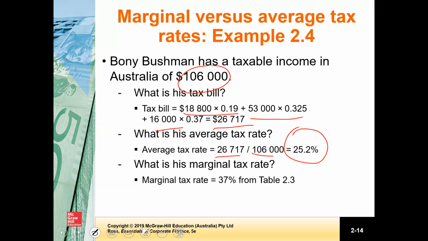Marginal tax rate, on the other hand, is the tax rate that applies if you earn one additional dollar. So what is the tax rate on your last chunk of income? It was 37%. That's the largest tax rate you pay. So if you have one additional dollar added to this 106,000, that income will be taxed at this highest tax rate, which is 37%, and that is your marginal tax rate. So the average tax rate is 25.2%, and the marginal tax rate is 37%.